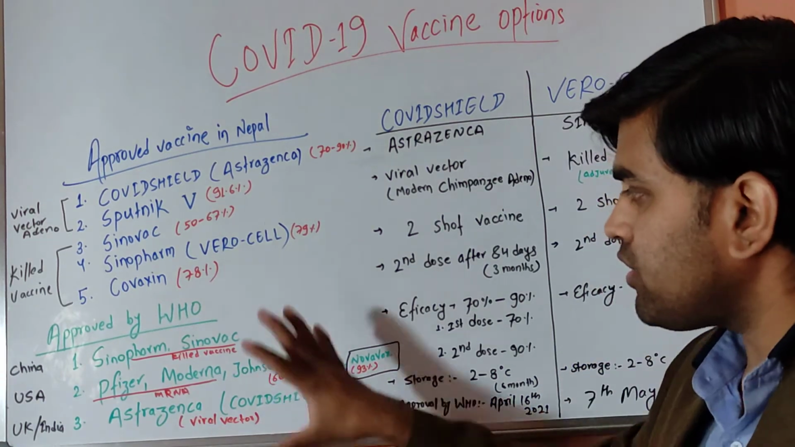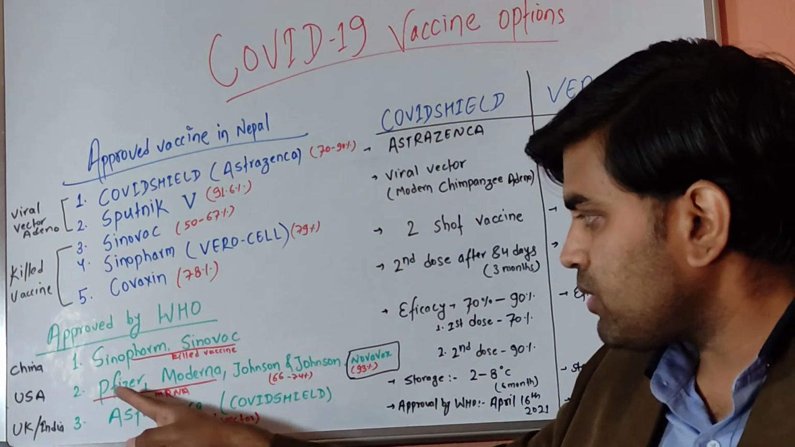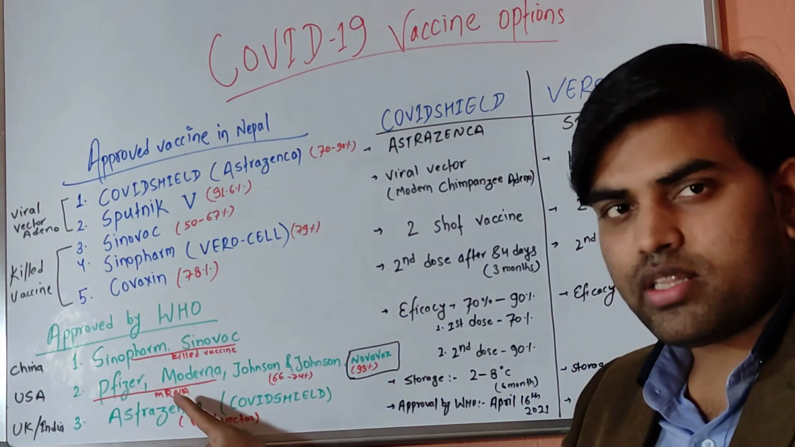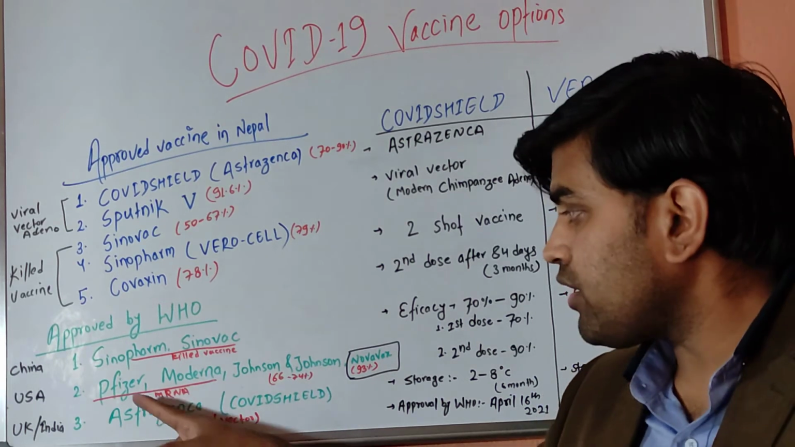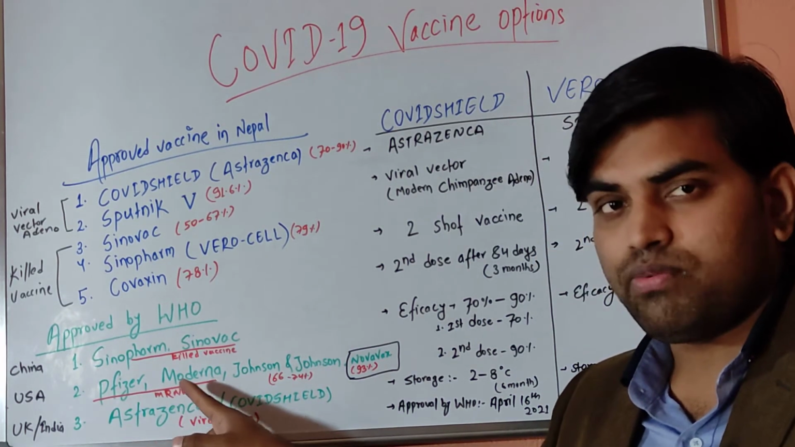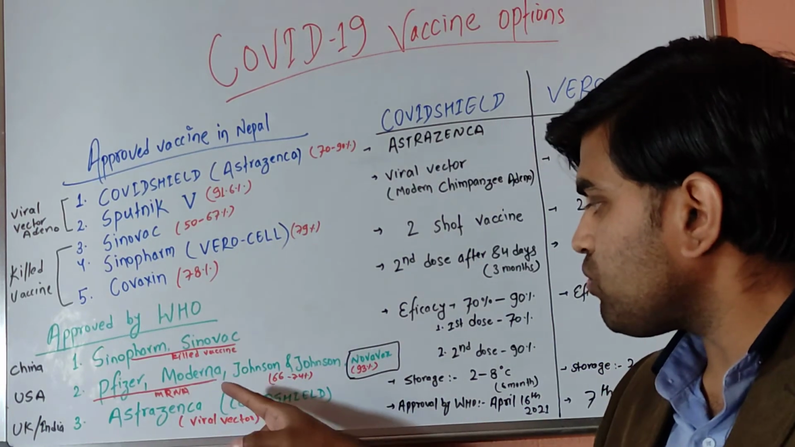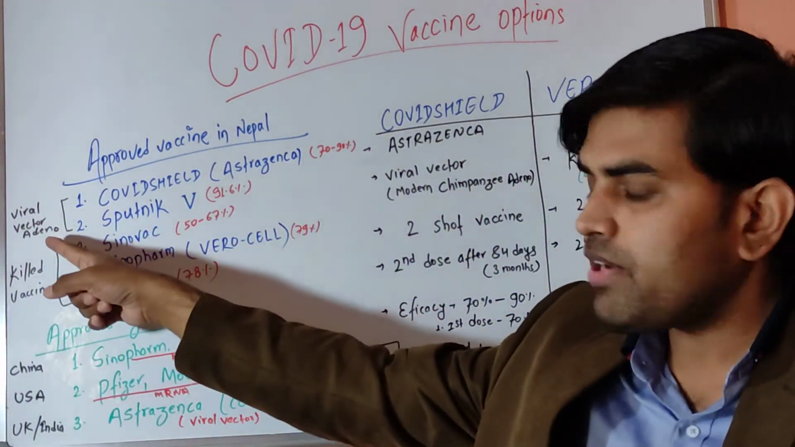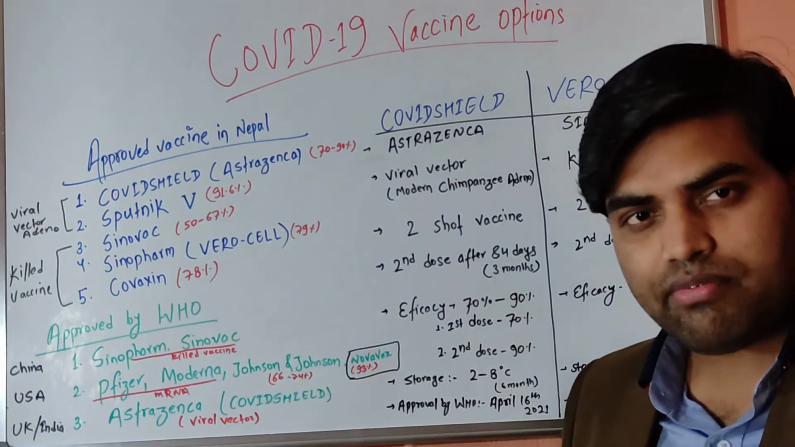I have already talked about the 4 types of vaccine. One is mRNA based, that is Pfizer and Moderna. These are highly efficacious vaccines, with around 95% and 94% efficacy. So they are the best vaccines. Then another is the viral vector borne, which is Covishield, Sputnik V and Johnson & Johnson. These are the viral vector borne vaccines.